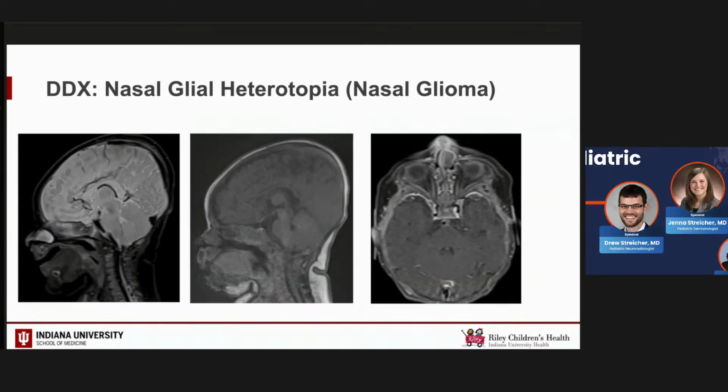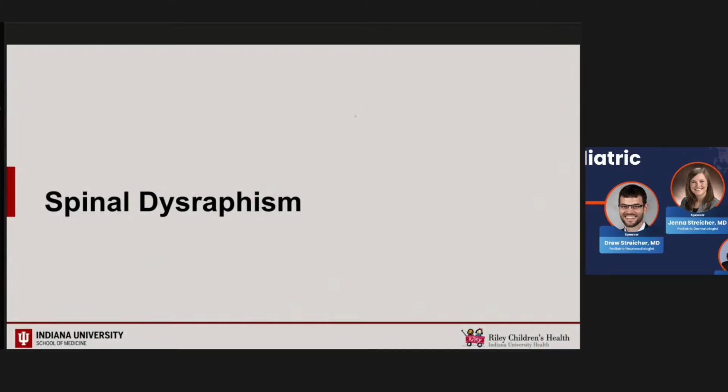Here was a case of a nasal glial heterotopia we had at Riley in the last year or so. Heterogeneous T2 bright lesion in the nasal cavity. We see it looks kind of intermediate to low signal on T1. Just a little bit of peripheral enhancement here on the axial post-contrast images. So that one's path proven.